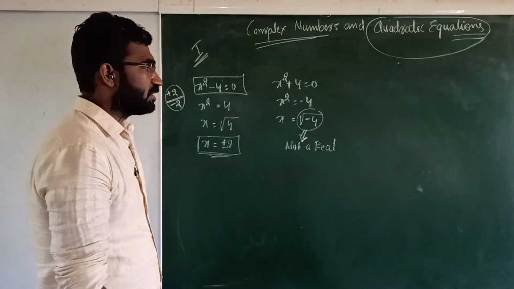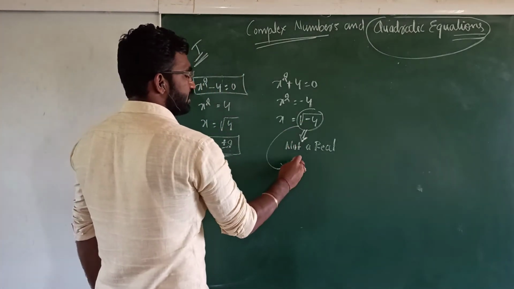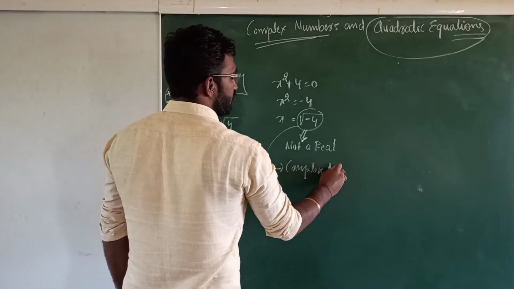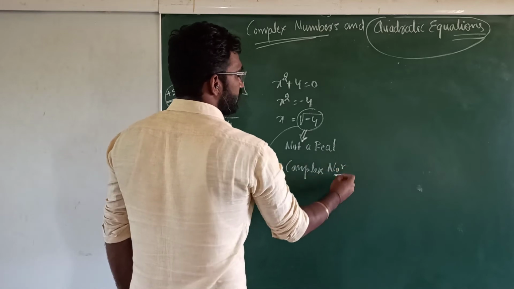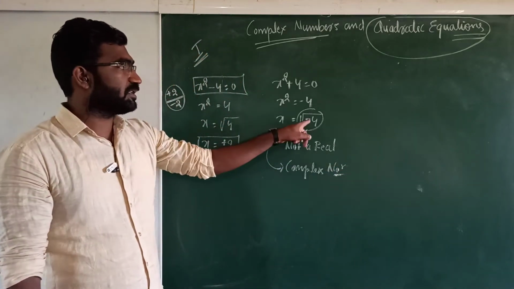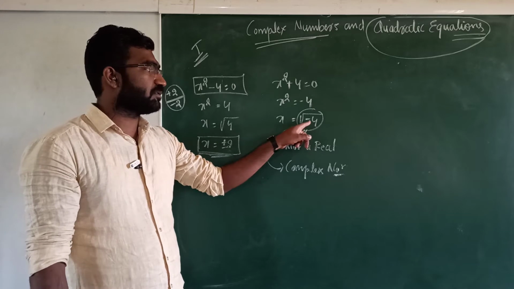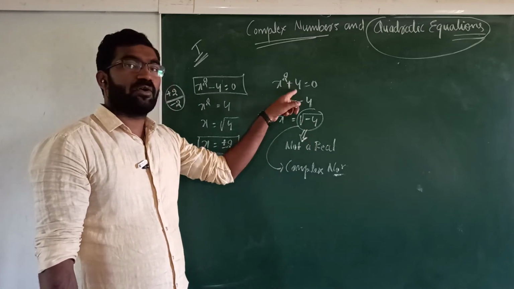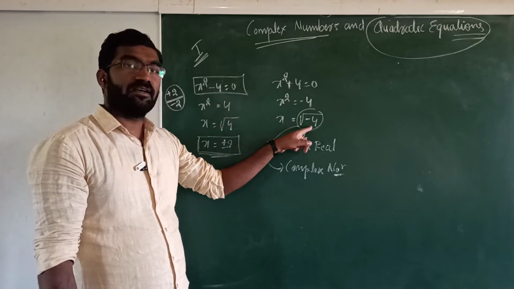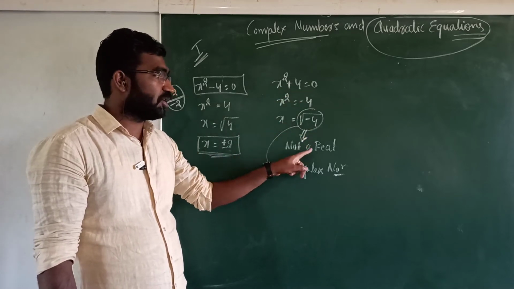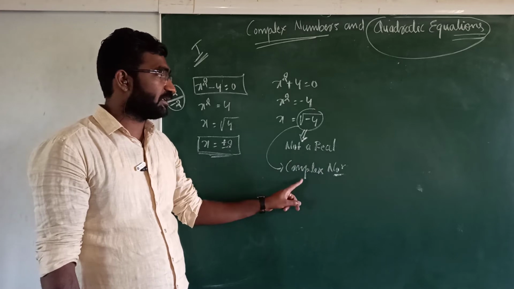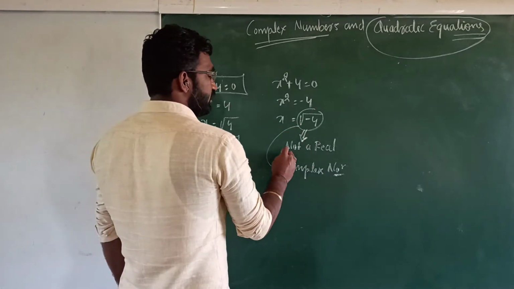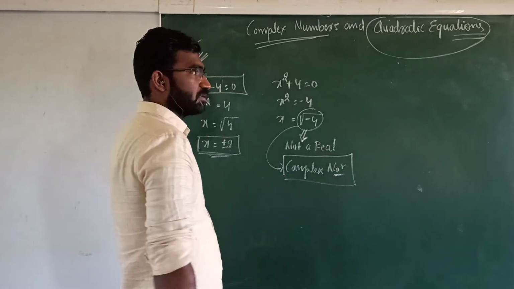Then which kind of number is this? This is exactly the complex number. So in the 10th standard, if you see x equals to plus or minus under root of minus 4, you will come to the conclusion that this quadratic equation does not have real roots, therefore it has complex roots. So this will lead to the birth of the complex number.